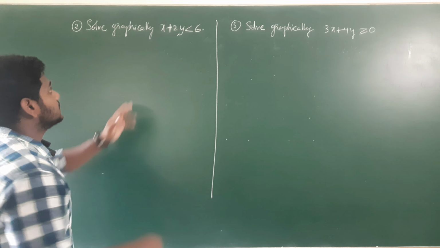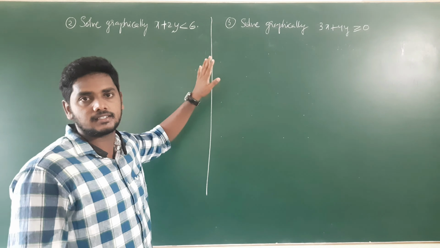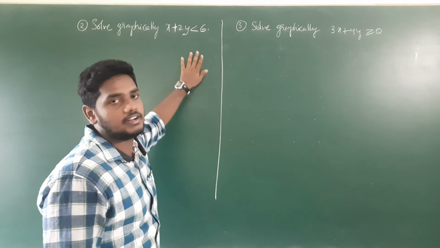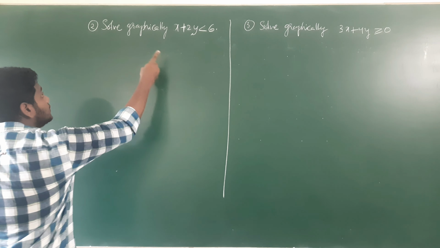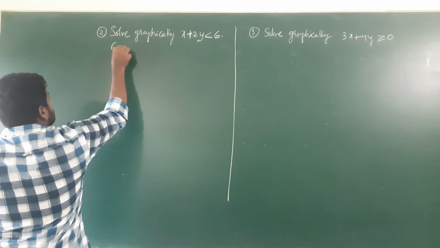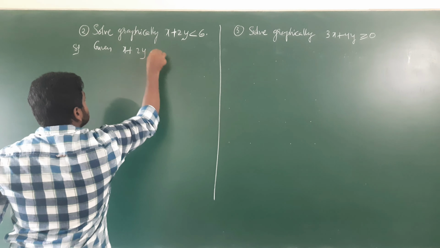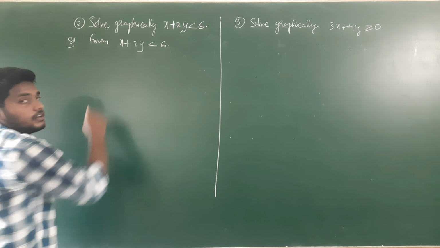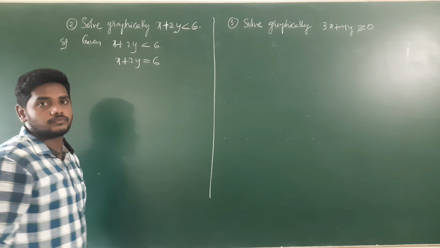See, the question is: solve graphically x plus 2y less than 6. Less than 6: is it a slack inequality? Sorry, strict inequality. Strict means which line? Dotted line. What is the first step? Converting the inequality into an equation. Given x plus 2y less than 6, we convert into the equation x plus 2y equal to 6.